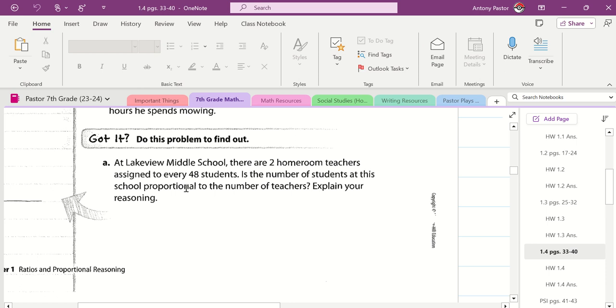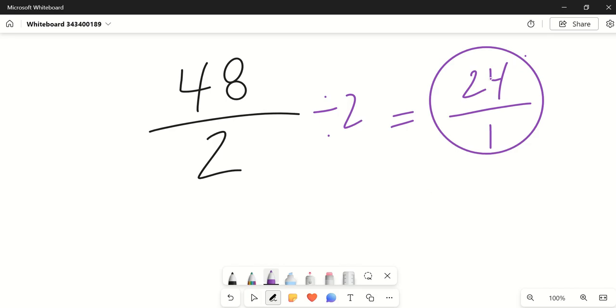So it's asking us if this is proportional to the number of teachers. Explain your reasoning. Now, without any other information, we know that 48 is an even number, and 2 is another even number since there are 2 homeroom teachers. So yes, it is proportional. For every 24 students, they should have 1 homeroom teacher. So 1 teacher would teach 24 students. That would be great, but that's not how it works here. So yes, it is proportional.